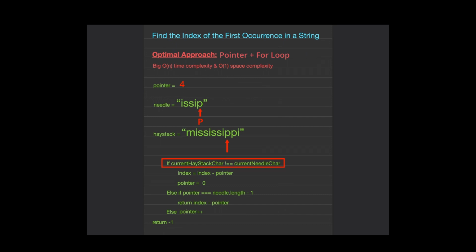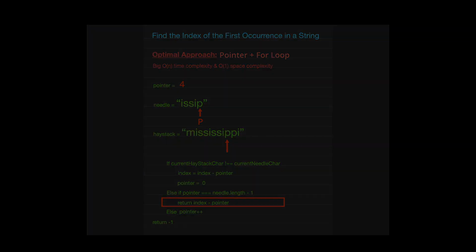The characters p and p match. Our first if condition evaluates to false, but our else if condition triggers because our pointer of 4 is equal to the needle length minus 1, which is also 4. So we return index minus pointer, which is 4. Let's translate this to code.